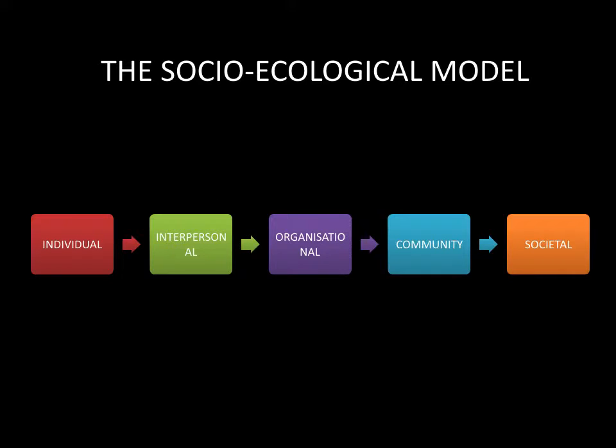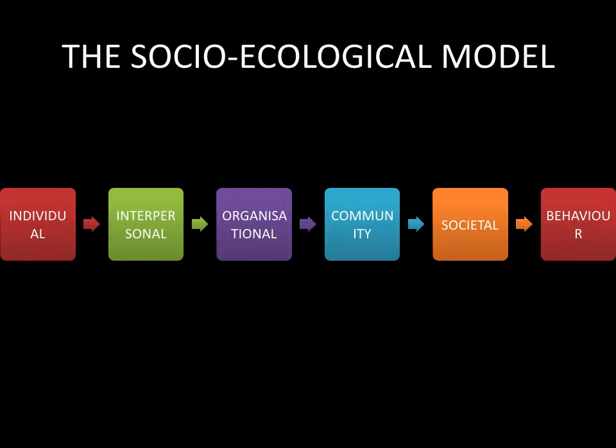So the model itself, as we said, is made up of 5 different levels: the individual, the interpersonal, the organisational, the community and the societal. As we spoke about before, if we see the combination of all of the different factors which make up each of those different levels, our resultant is our behaviour. So if we look at the interplay between all of the 5 levels, we will be able to dictate and understand at a deeper level why people behave the way they do.